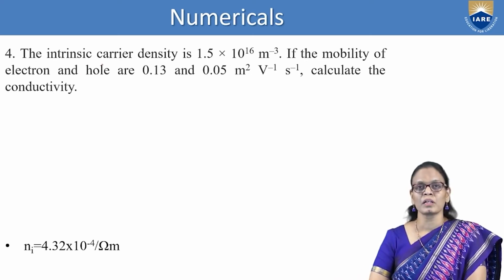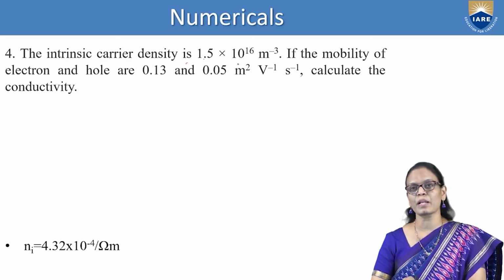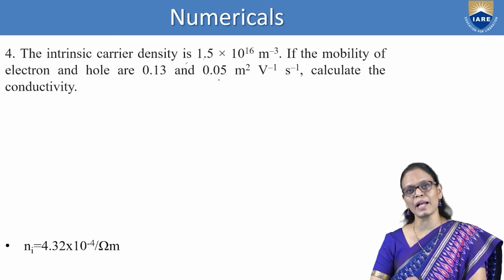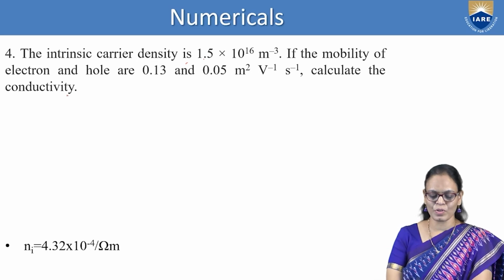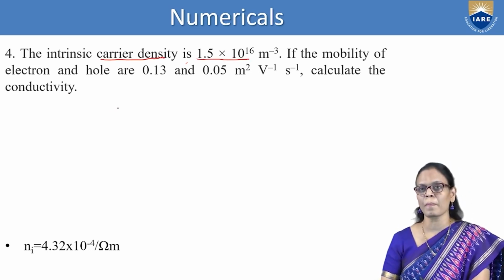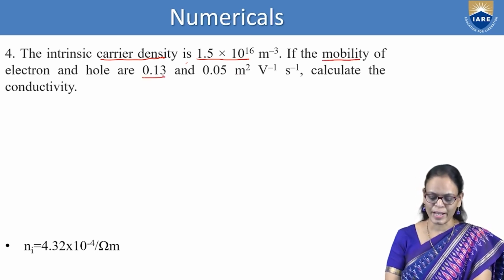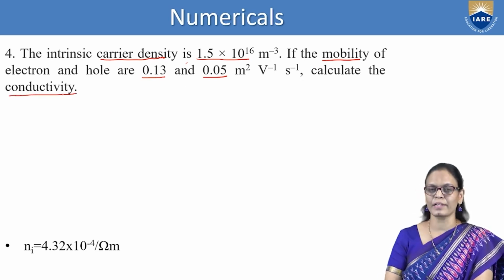Next one. The intrinsic carrier density is 1.5 into 10 power 16 per meter cube. If the mobility of electron and hole is 0.13 and 0.05, calculate the conductivity. So the carrier density is given 1.5 into 10 power 16. Then mobility is given, mobility of electron and hole. We have to find the conductivity.